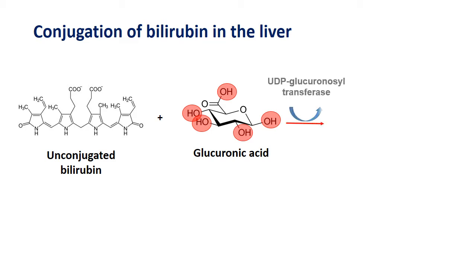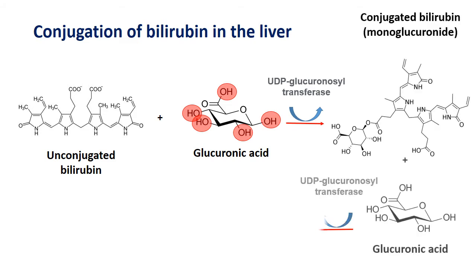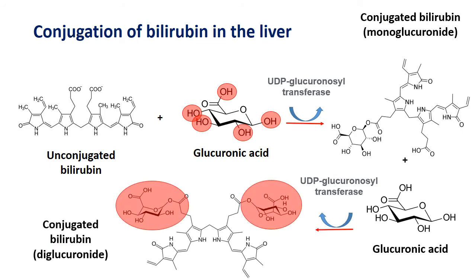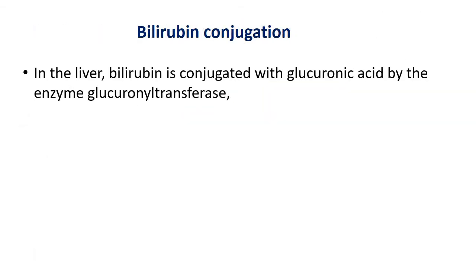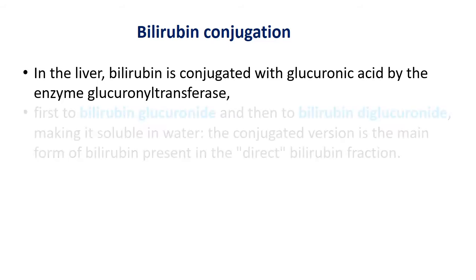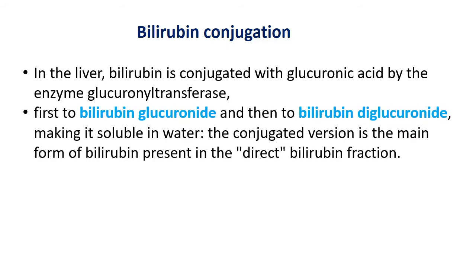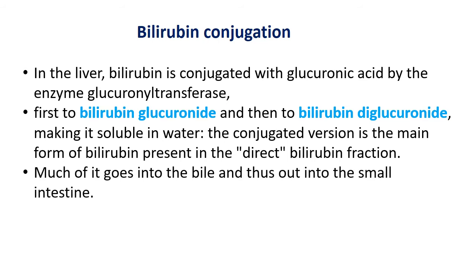Conjugated bilirubin contains glucuronic acid molecules. If unconjugated bilirubin binds to 1 molecule of glucuronic acid, conjugated bilirubin monoglucuronide is formed; if with 2, conjugated bilirubin diglucuronide. In the liver, bilirubin is conjugated with glucuronic acid by the enzyme glucuronyl transferase, first to bilirubin monoglucuronide and then to bilirubin diglucuronide, making it soluble in water.